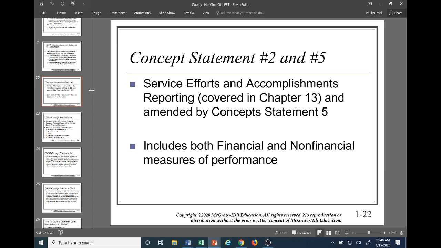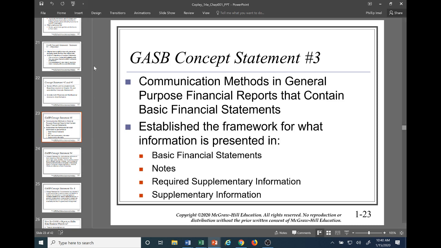Concept statements number 2 and number 5: service efforts and accomplishments reporting, amended by concept statement number 5, covered in chapter 13. We're not going to do chapter 13, so I'm not going to really touch much on that right now. It's going to include both financial and non-financial measures of performance.